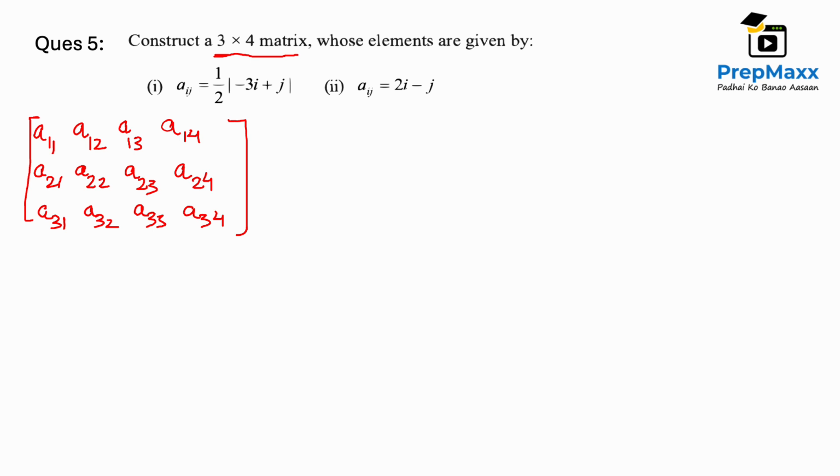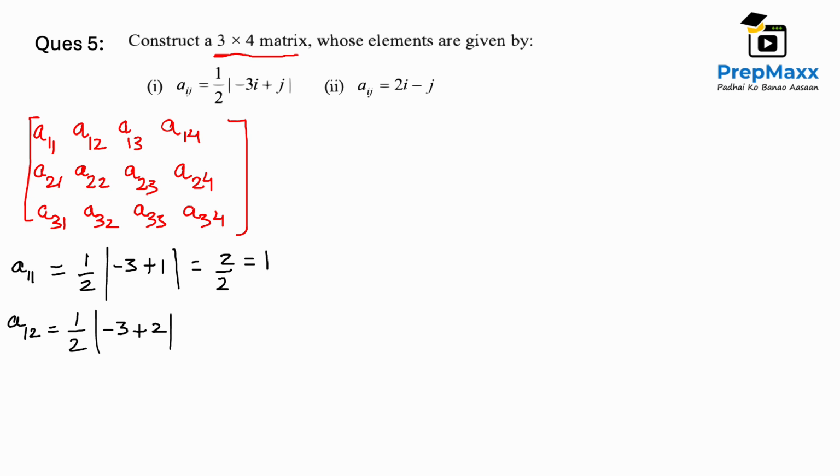So let's start finding out these elements. A11 would be what? i is 1 and j is 1, so it's going to be half of mod of negative 3 plus 1, that is mod of negative 2. Mod of negative 2 is just 2, so 2 over 2 is going to be 1. And then the A12 element, so half of mod of negative 3 plus 2, which is negative 1. Mod of negative 1 is just 1, so it's going to be 1 by 2.